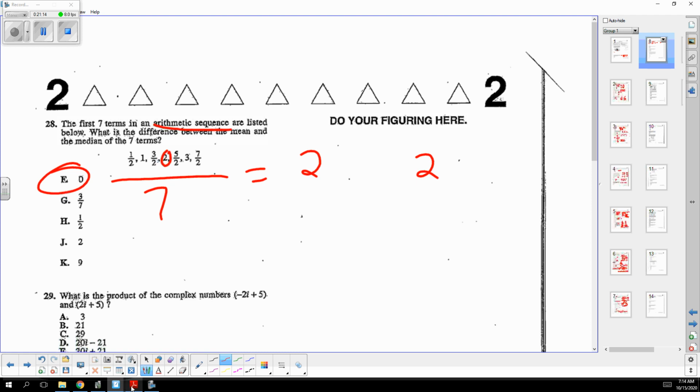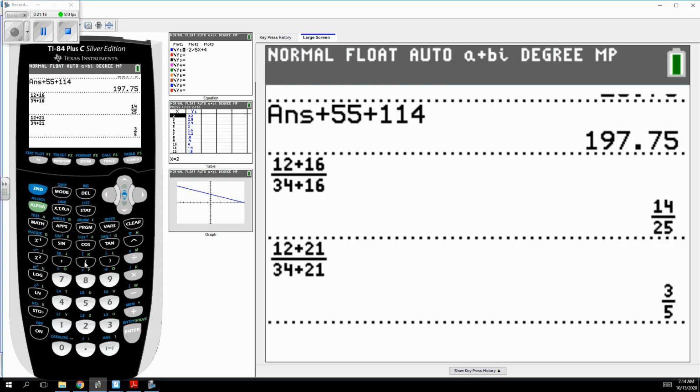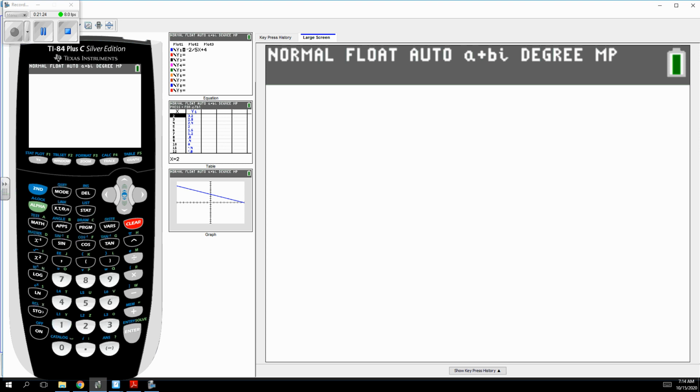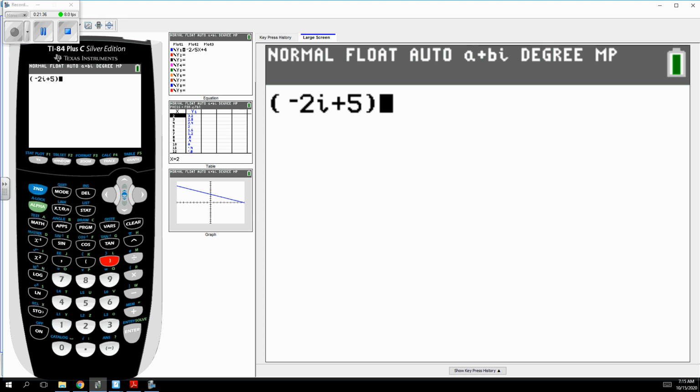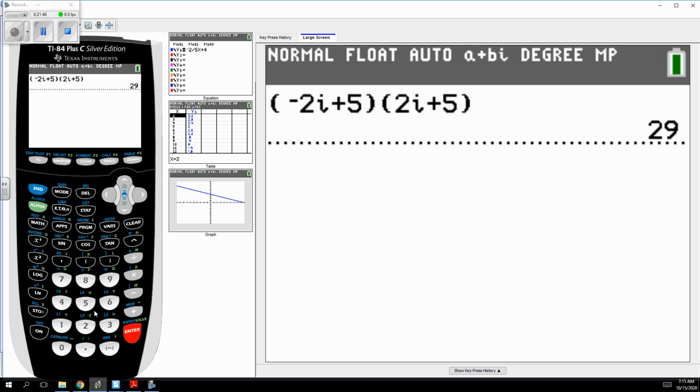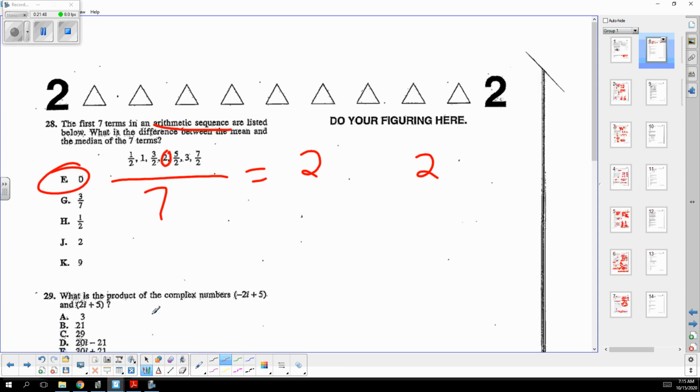29, yay, I get to use my ABI. So it's negative 2i plus 5. Oops. Negative 2i plus 5. I already forgot the other number. And 2i plus 5. Times them, and you get 29 as the answer.